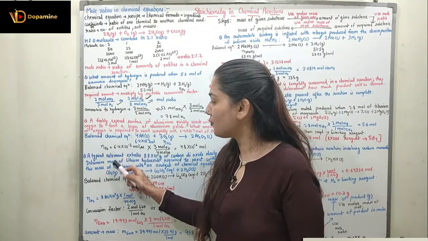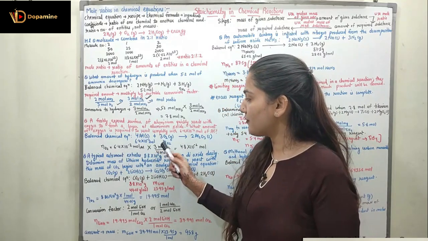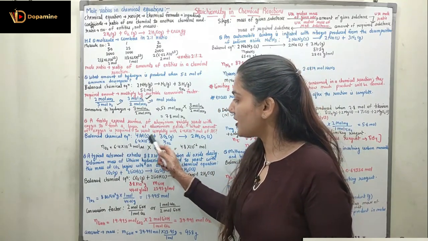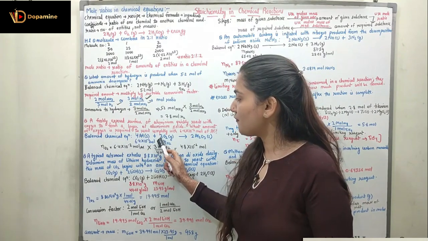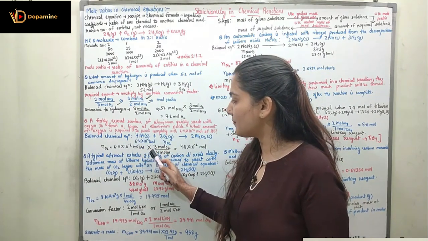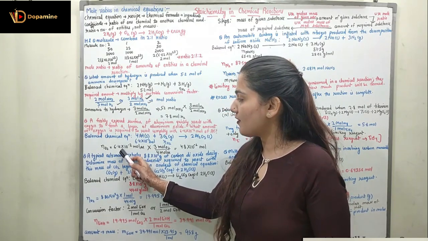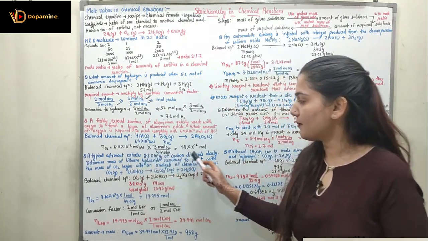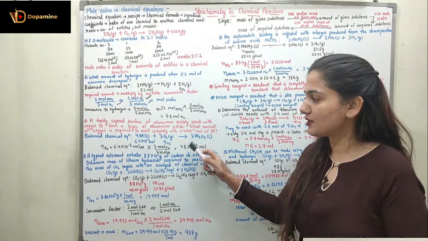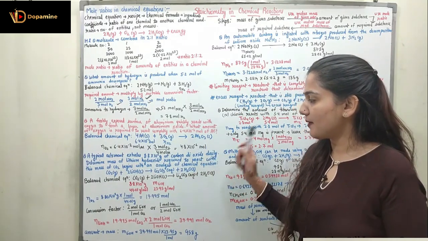The number of moles of O2 will be found with the conversion factor. So what would be the conversion factor? 3 by 4, the coefficient of O2 divided by the coefficient of aluminium. So 3 by 4 is the conversion factor, multiplied with the number of moles of aluminium, which is 6.4 into 10 raised to power minus 2. So the number of moles of O2 is 4.8 into 10 raised to power minus 2 moles.